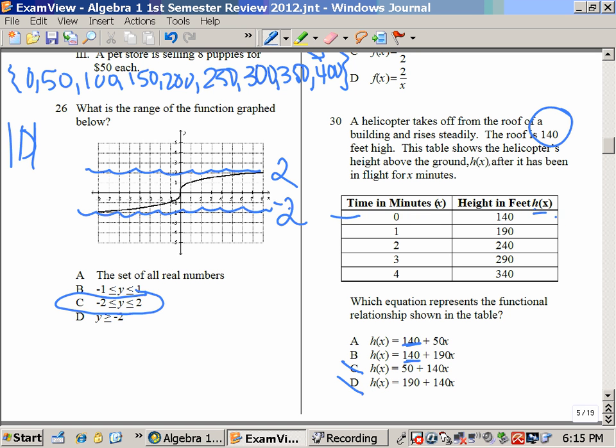Now I need to find a slope. I can tell here that I'm increasing by 50 each time. And on the y values, I'm increasing by 1 each time. So my slope is going to be 50 over 1 or 50. It looks like A will be our answer to this problem.